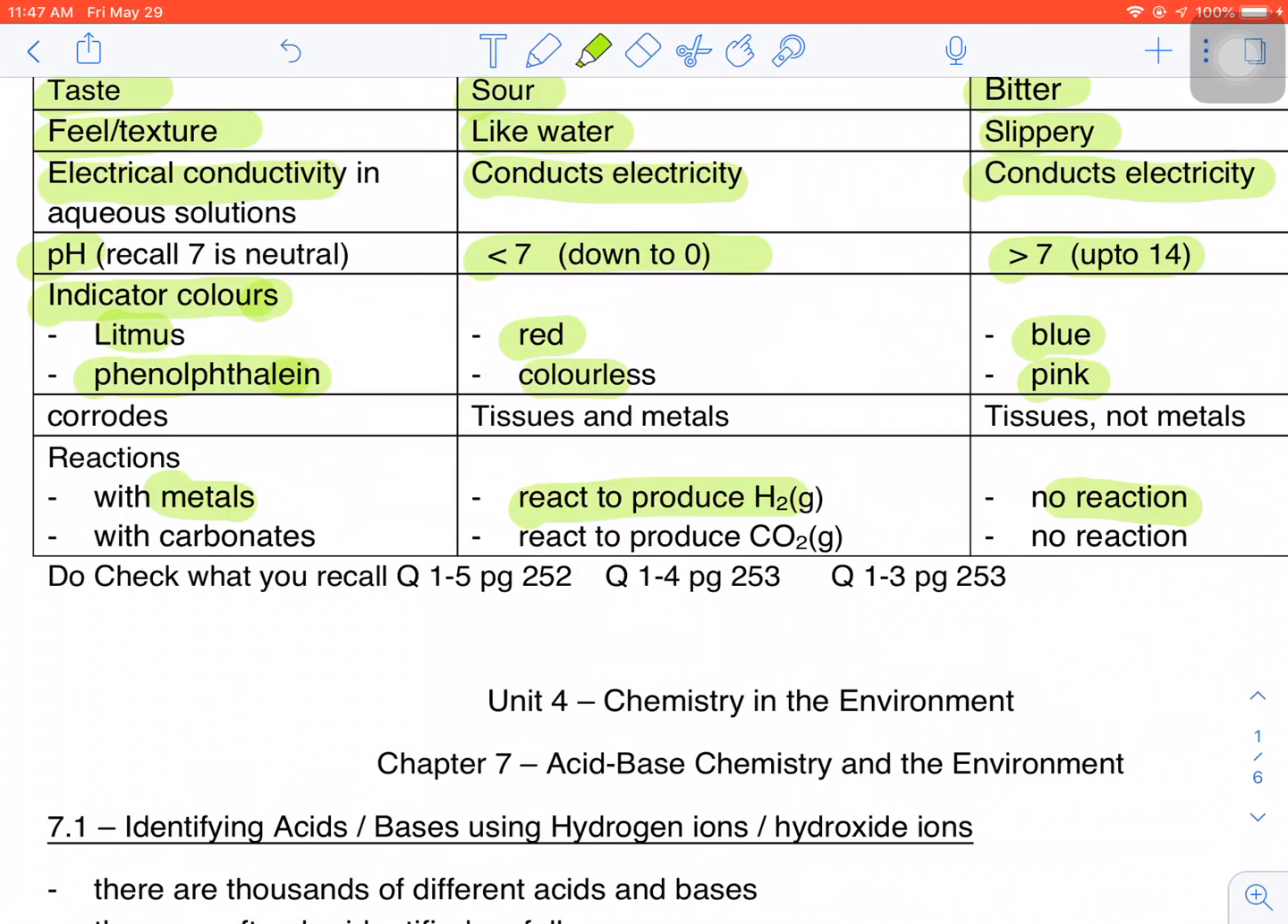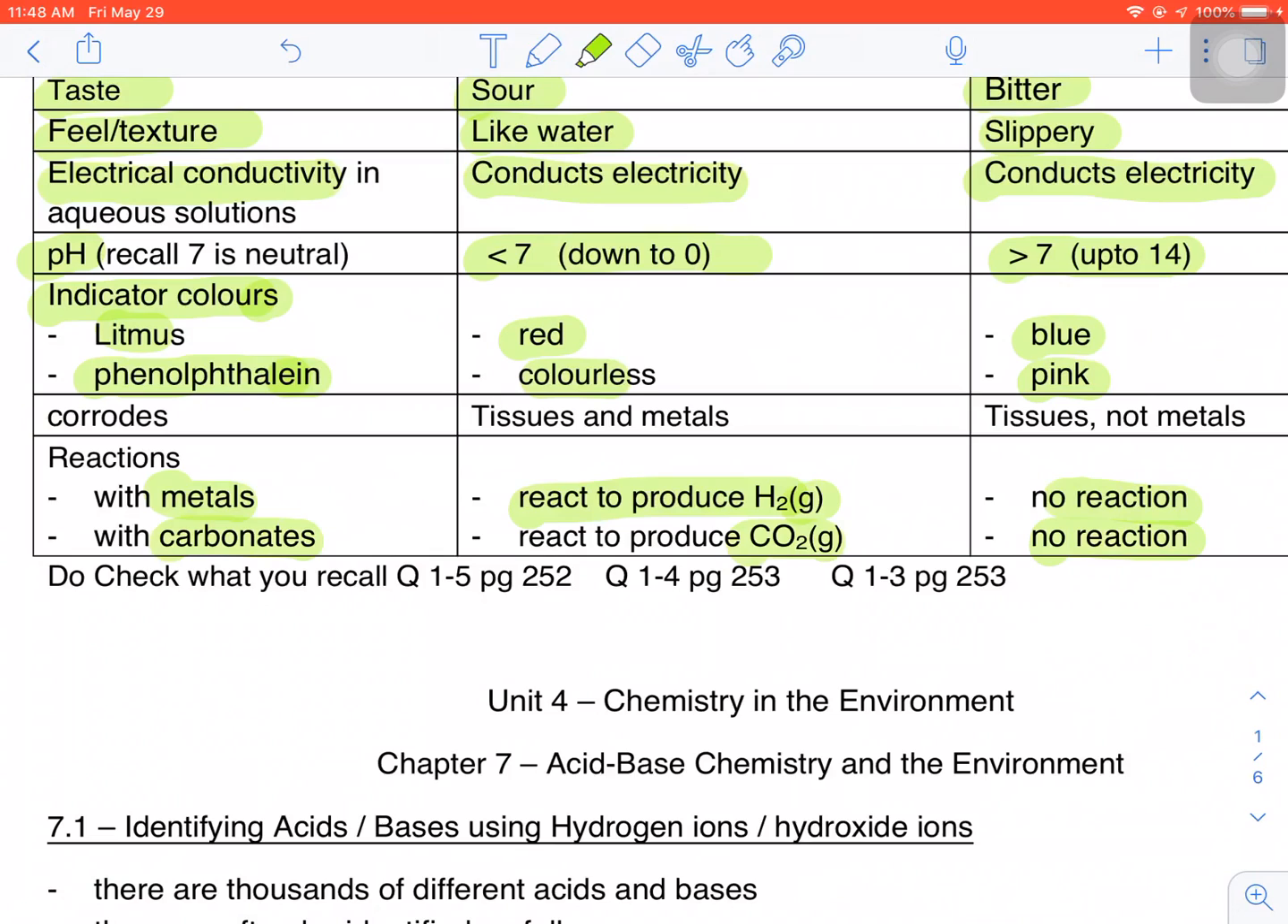The other reaction is if I add something like a carbonate to an acid. The carbonate with an acid will produce carbon dioxide gas bubbles. If I add the carbonate to a base, I get no bubbles. I get no reaction at all.